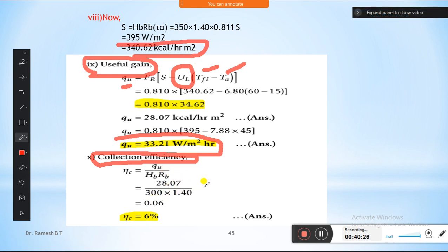If you multiply by 100, it will give the value in terms of percentage. So the collector efficiency factor is 6%. Only the collector efficiency factor is 6%, so it can convert that 6%. Clear?